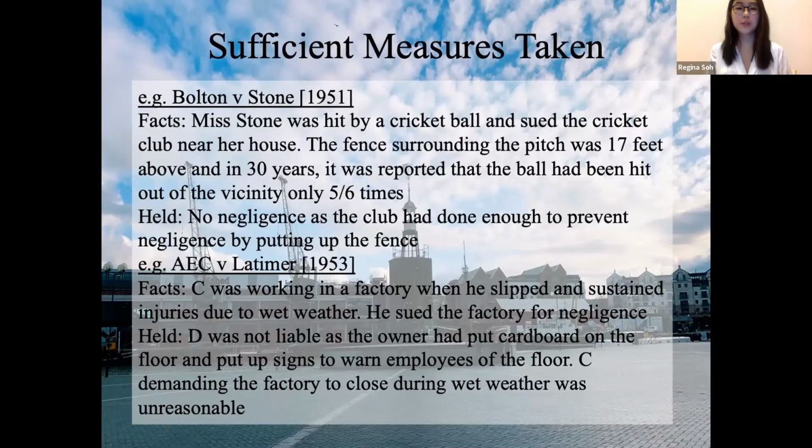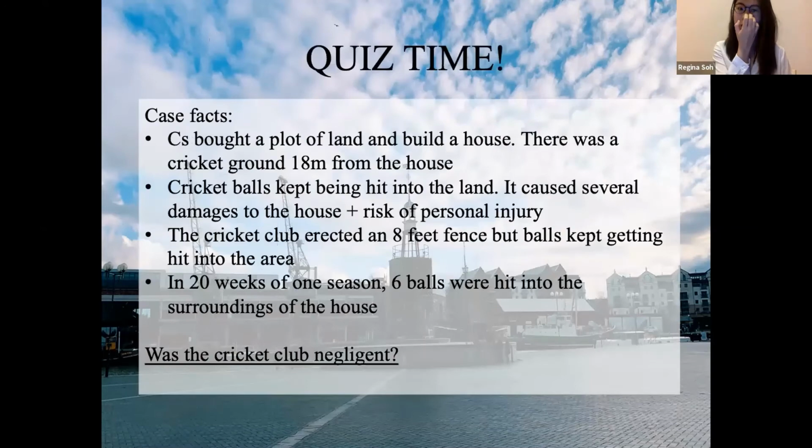Also, the claimant demanded that the factory close during wet weather, but obviously that was quite illogical in the court's eyes, because a factory still needs to open when it's raining, basically. So yeah. Okay, now it's quiz time.